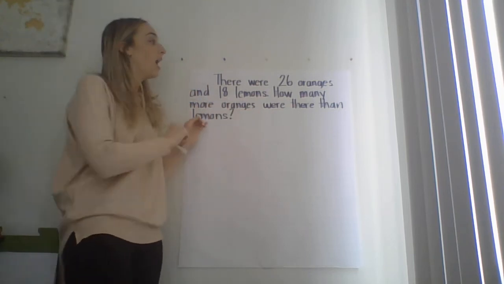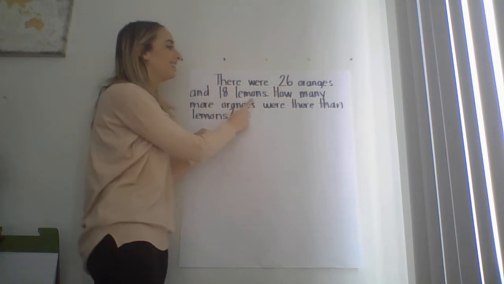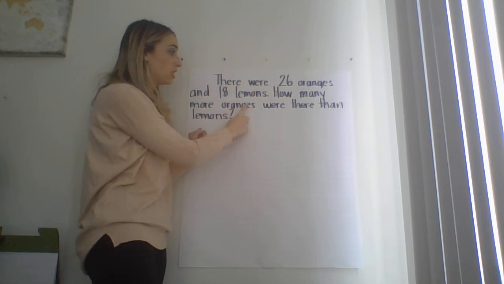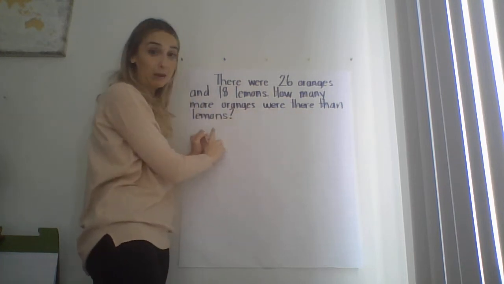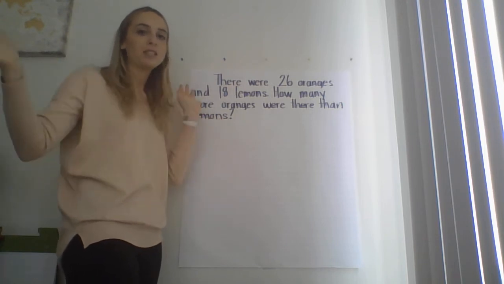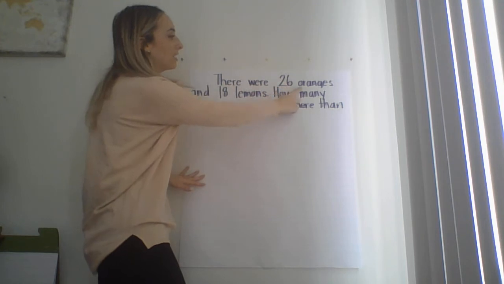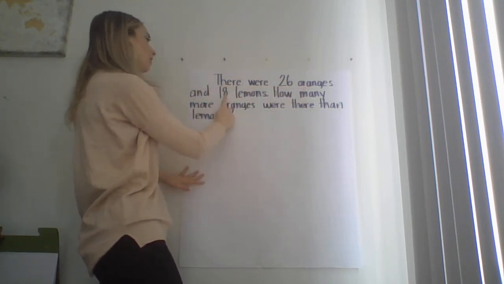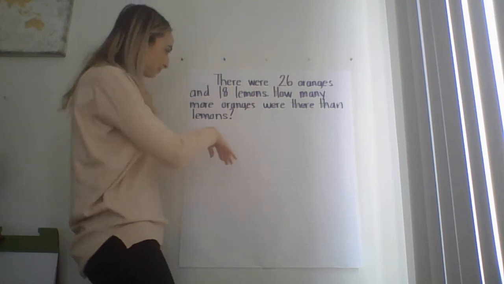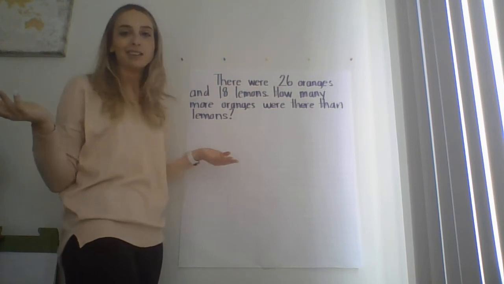All right, get ready. There were 26 oranges and 18 lemons. How many more oranges were there than lemons? I'm going to read it one more time. Get ready. There were 26 oranges and 18 lemons. Say, yummy in my tummy. How many more oranges were there than lemons?